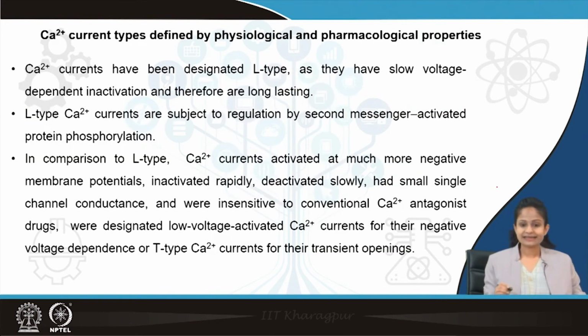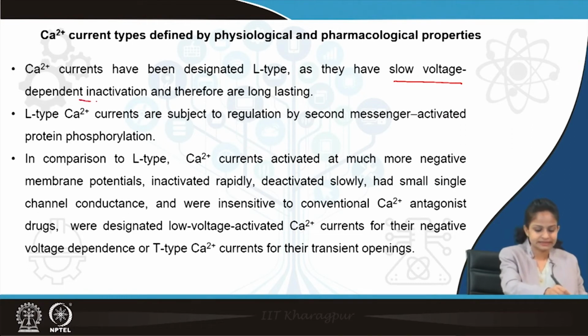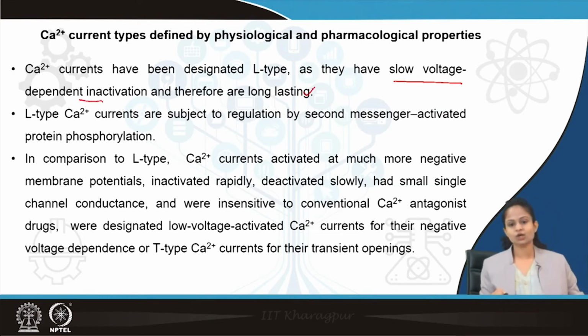Now this L type, as I told you, they have slow voltage dependent inactivation and they are long lasting, or in a way they get activated at high voltage. So that is why they are high voltage calcium channels. And also this L type calcium channels are regulated by second messenger activated protein phosphorylations. So this we will see further whenever we discuss cardiac muscle contraction.